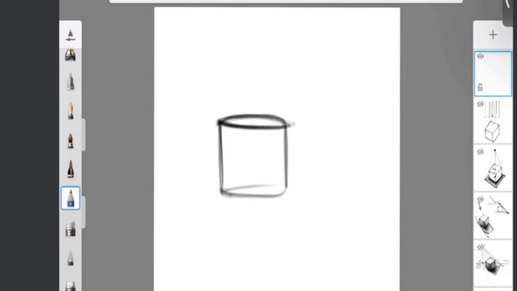In case of cylinders, again, we'll have the same things here. There would be a light source, there would be a horizon here.